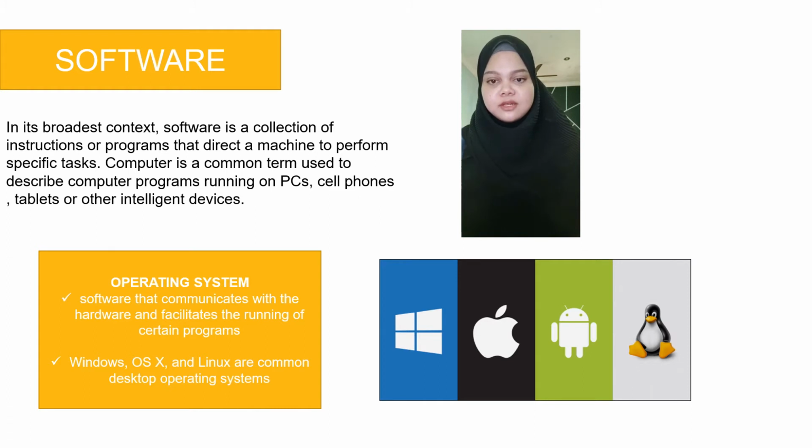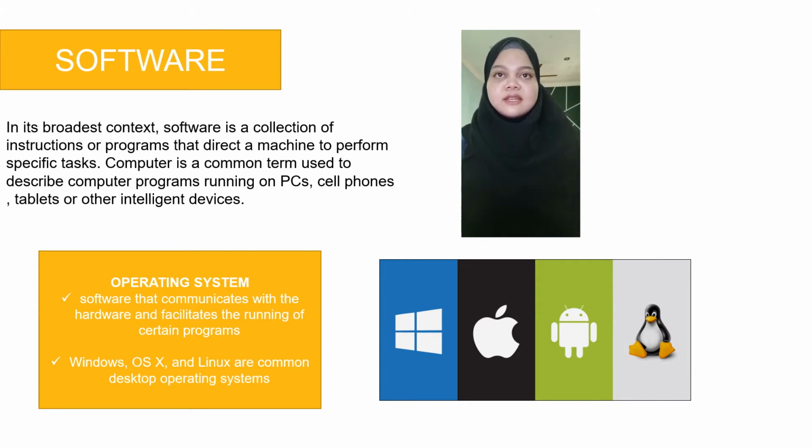The first one is operating system. An operating system, or OS, is a software that communicates with the hardware and facilitates the running of certain programs. It consists of system software or the basic files that your computer requires to boot up and run. Each desktop computer, tablet, and smartphone include an operating system which provides the device with basic functionality.